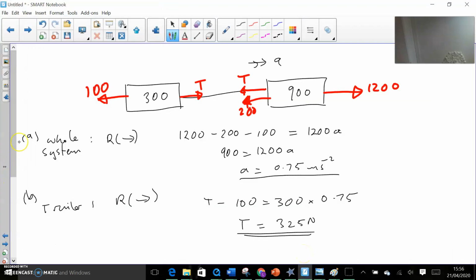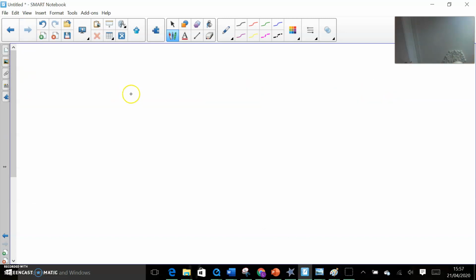Now, the situation has changed. So the thing is, you have to draw another diagram. This situation here with the forces as I've drawn them has changed. It's not the same. So what we will do is draw another diagram.